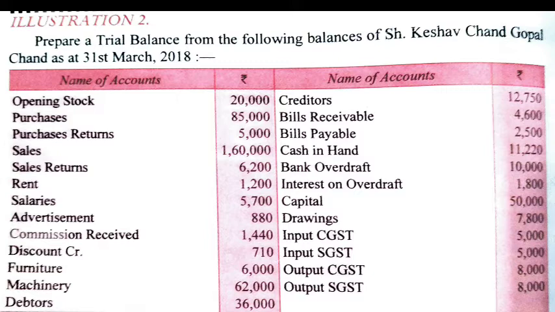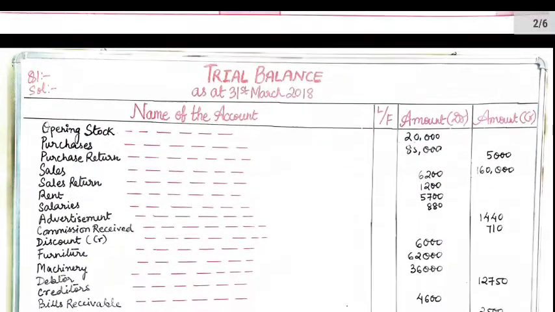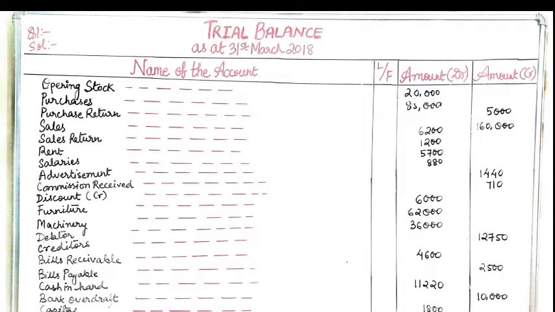Moving on to question number 1: prepare a trial balance from the following balances of Keshav Chand, Gopal Chand, as at 31st March 2018. A question with lots of accounts is given in front of you. So moving on to the solution of the question. As per the format of the trial balance: trial balance as at 31st March 2018, name of the account, LF, that is the ledger folio, amount debit and amount credit.